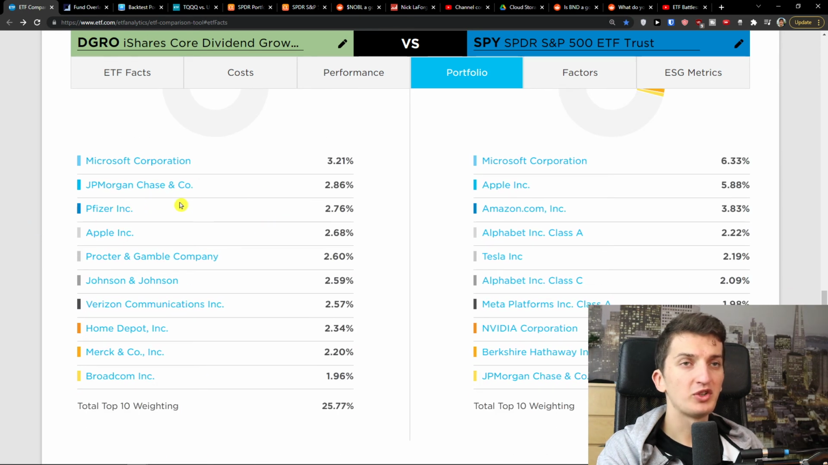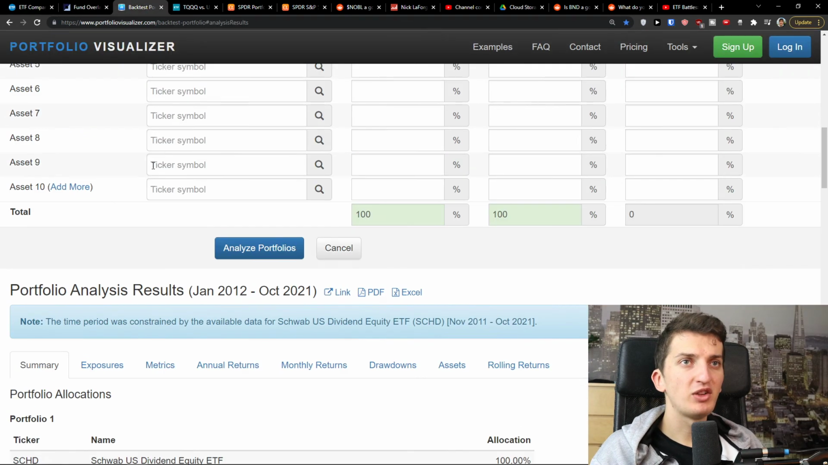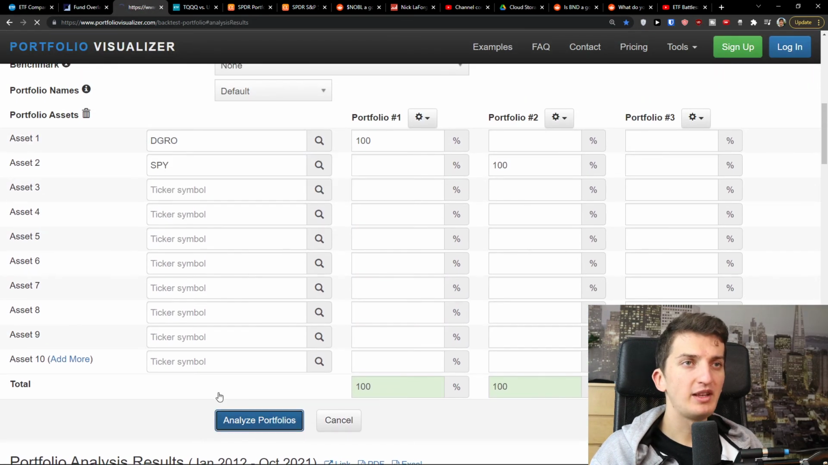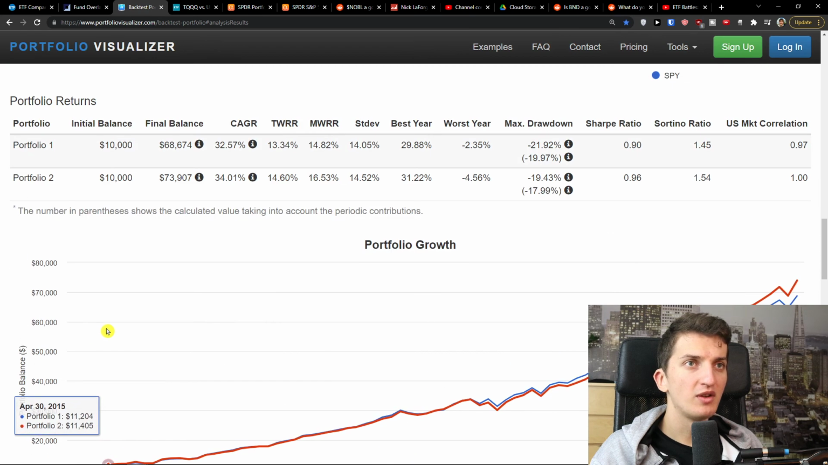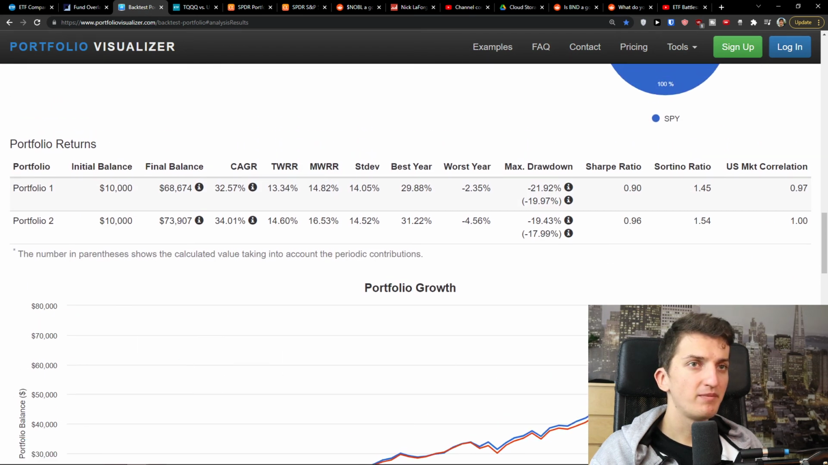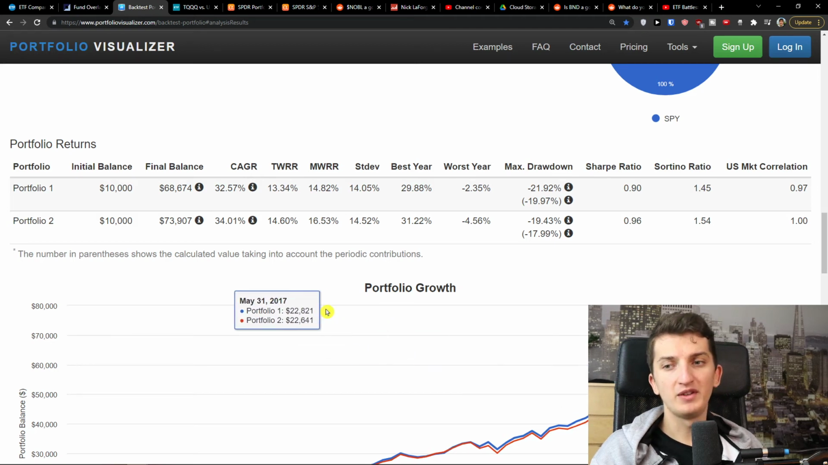It has Microsoft Corporation, Apple, so they've got growth stocks there too. And when we look at the backtest potential, I'm just going to write it here, the portfolios. Similar. The difference is not that huge.